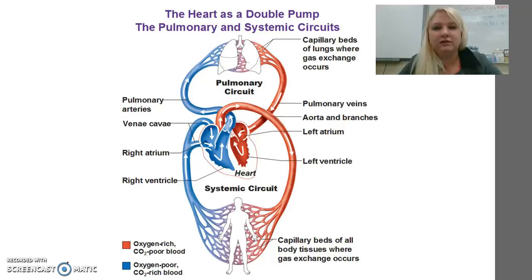Since you were a little kid, you know that the heart is involved with pumping blood. That's kind of a common knowledge thing. You've known that since you were little in elementary school. But we're going to talk about where it pumps to and why.